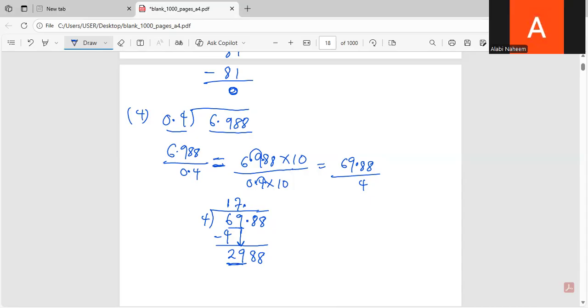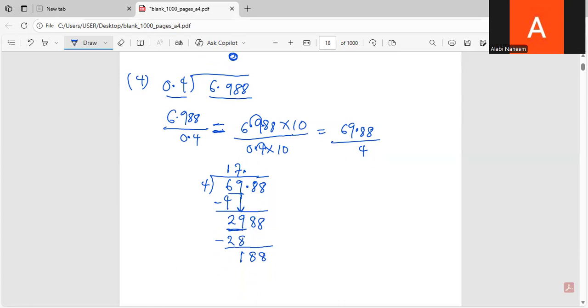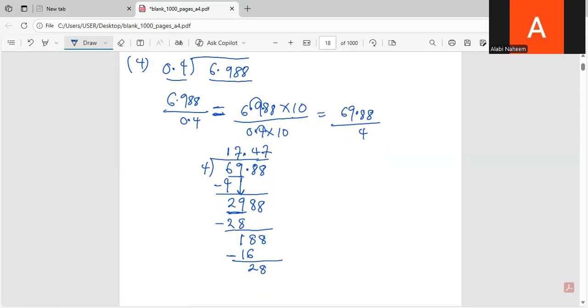4 times 7, we now have 28. Subtract. We have 1. Also, the 8 here, transfer it downwards. We have 188. 4 in 18 is 4. 4 times 4, 16. Subtract. 18 minus 16, we have 2. The 8 here, transfer it downwards. Then 4 in 28 is 7. 4 times 7, 28. Now subtract. Then we have 0. Since we've gotten 0, end the division. The quotient is 17.47.